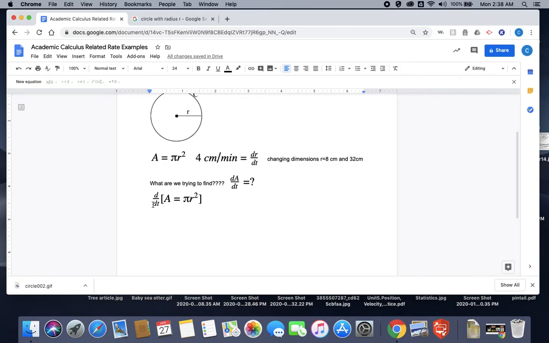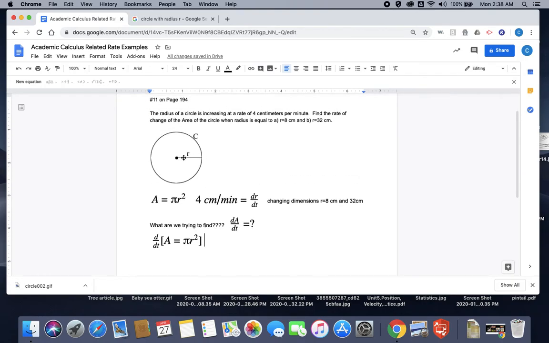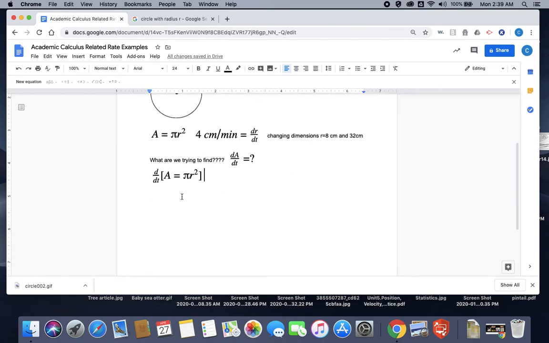We're doing a derivative with respect to t, time. Time is what's controlling the action here. This radius gets bigger as time goes by. So any variable in the problem that isn't a t, a time, is going to get that rate of change notation written with it. So when we take the derivative of area with respect to time, we're going to get, let's go ahead and do a new equation here.